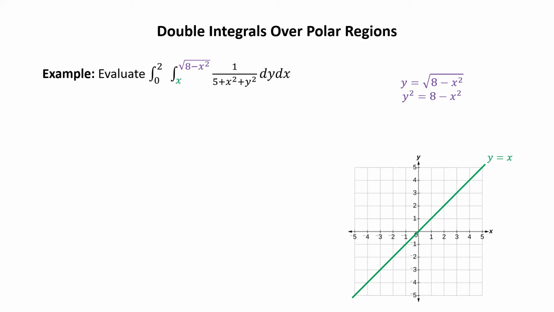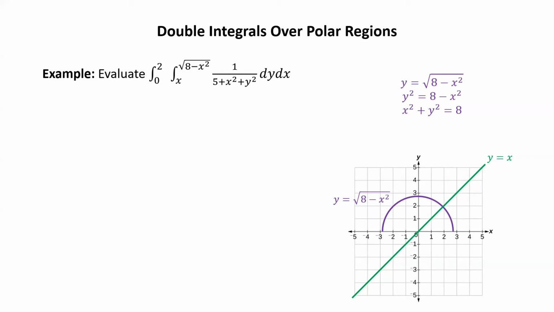For y equals the square root of 8 minus x squared, just to see what that looks like, let's square both sides of that equation. So we get y squared equals 8 minus x squared. Adding the x squared over, we have x squared plus y squared equals 8. And you might recognize that as a circle of radius root 8. But it's only the upper half of the circle, because if you go back to the beginning, notice we only have the positive square root and not the negative square root.